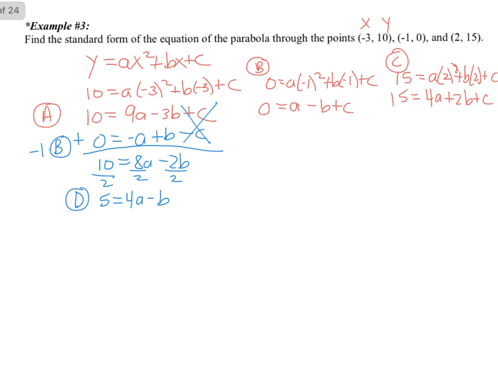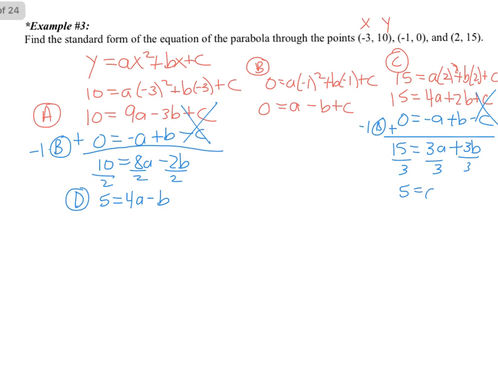And I'm going to do the same thing with equation C. I'm going to put negative 1 times b underneath. I move that over a little. So I'll have 0 equals negative a plus b minus c still. So I can add: 15 plus 0 is 15. 4a take away a is 3a. 2b plus b is 3b. And c take away c is 0, eliminated on purpose. These are all divisible by 3, so I'm going to go ahead and reduce and get 5 equals a plus b.